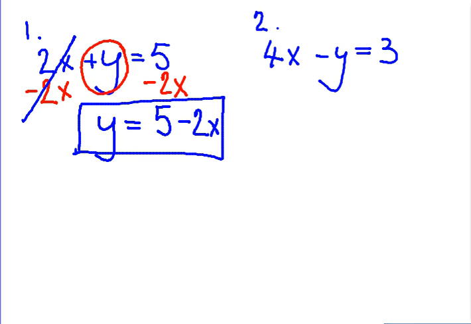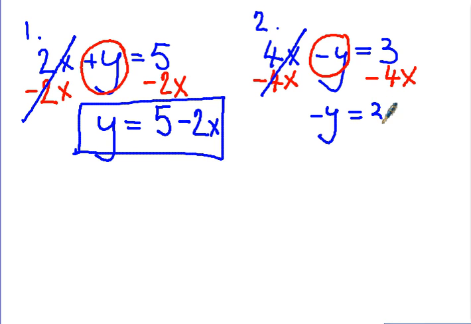Again, we have to get all the y's by themselves. So, it's 4x this time in our way. And we again subtract it. Minus 4x, both sides. These two cancel each other out. We have minus y is 3 minus 4x.